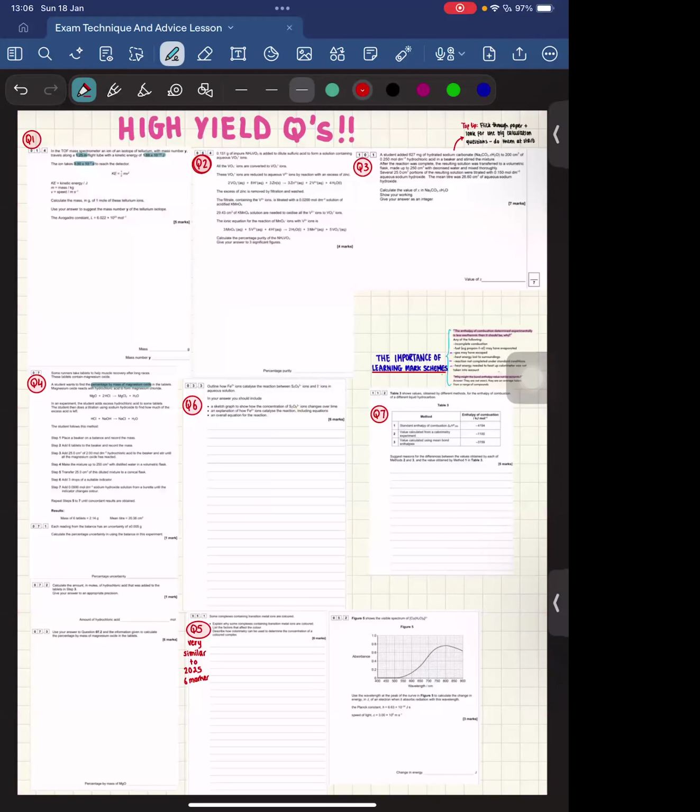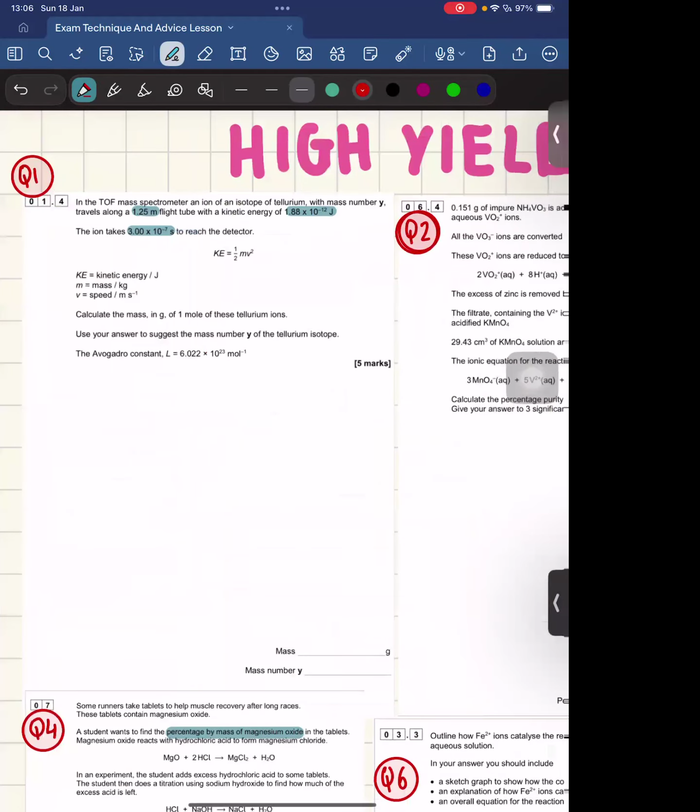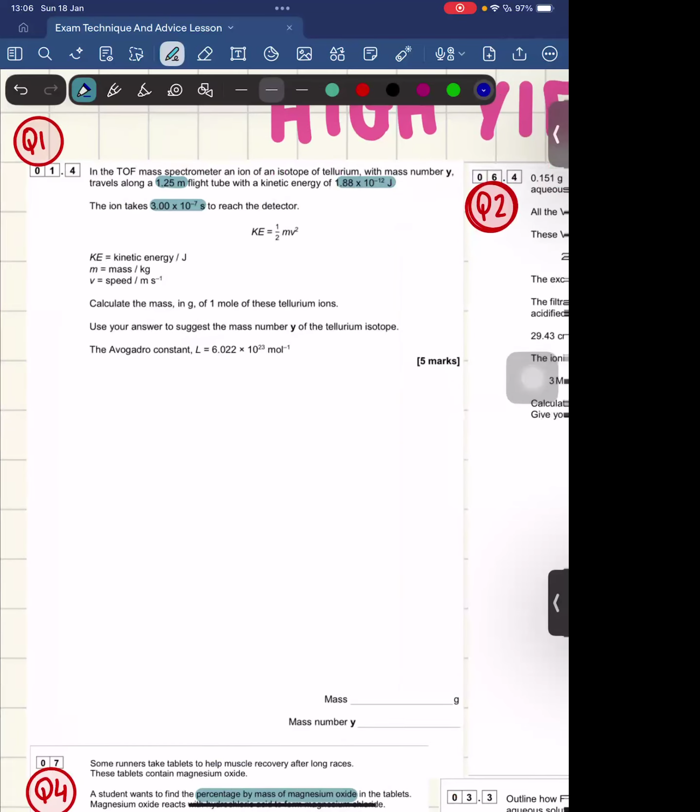It's got a mixture of year 12 and year 13 content, because remember, you can't neglect what you learned last year if you're in year 13. So we're going to start with refreshing our knowledge on a little bit of time of flight to see how much you really remember. Okay, so let's have a look.